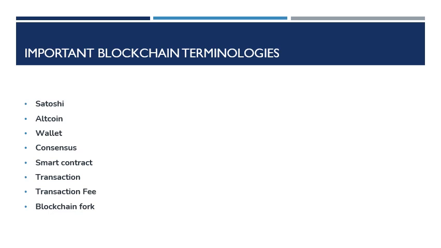Consensus. Consensus is a way for all the nodes in a network to agree on the shared state of the ledger. Some common consensus mechanisms are Raft, Paxos, Byzantine fault tolerance algorithm, proof of work, proof of stake, etc.